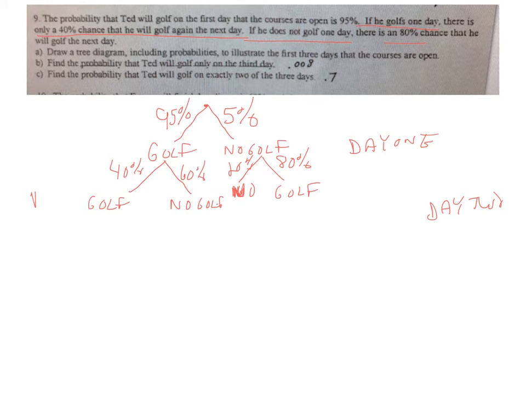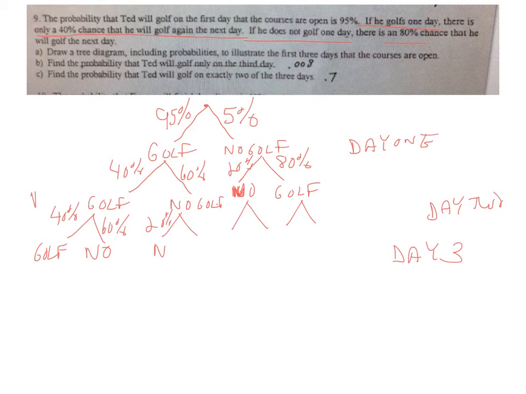So now we have 2 days figured out, and now for day 3 we're going to have to do that again for each of the branches of our tree, and then we'll have what's going on day 3 figured out. So again, if he golfs then there's a 40% chance that he'll golf again, a 60% chance that he won't. If he doesn't golf, there's a 20% chance that he won't, and an 80% chance that he will, just taking the same numbers that we used in the second line of the tree.